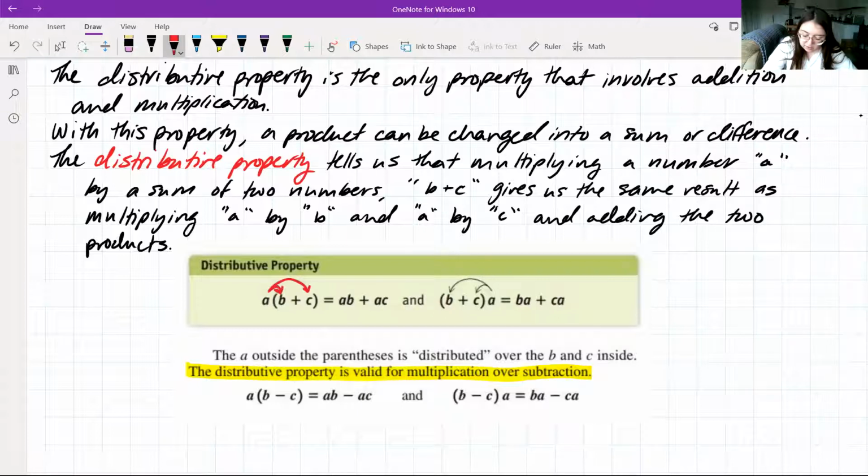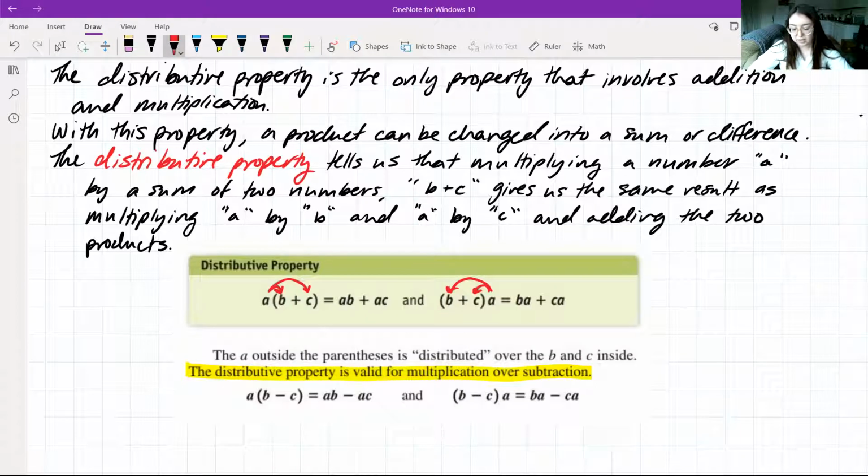So we can draw these out to help us identify what we're distributing. We also have that we can put (b + c) in parentheses first and have a at the end, and we do the same thing. We still distribute the same way. With (b + c) times a, it's the same thing as saying b times a plus c times a. So the a outside the parentheses is distributed over the b and c inside.